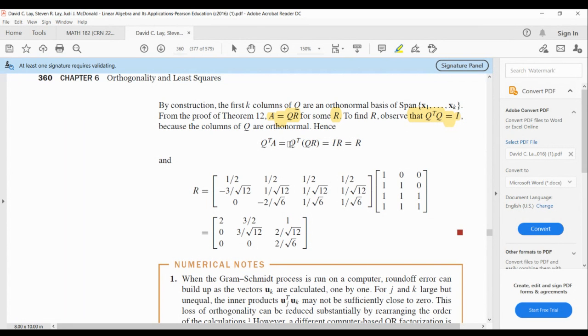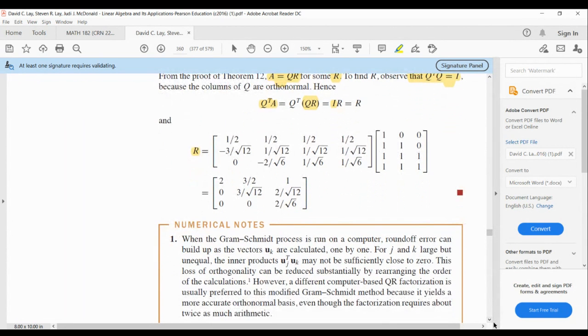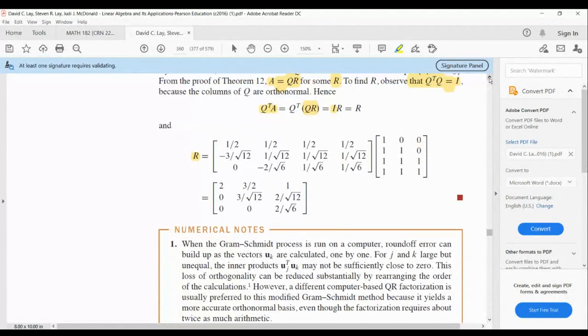Now we're looking at Q transpose times A. Remember A equals Q times R, so Q transpose times A is Q transpose times QR, but Q transpose times Q is the identity, and that's how you get R. That's how they're getting the matrix R. Notice the R matrix is a 3 by 3 matrix, as it should be. Are there any questions on this QR factorization?